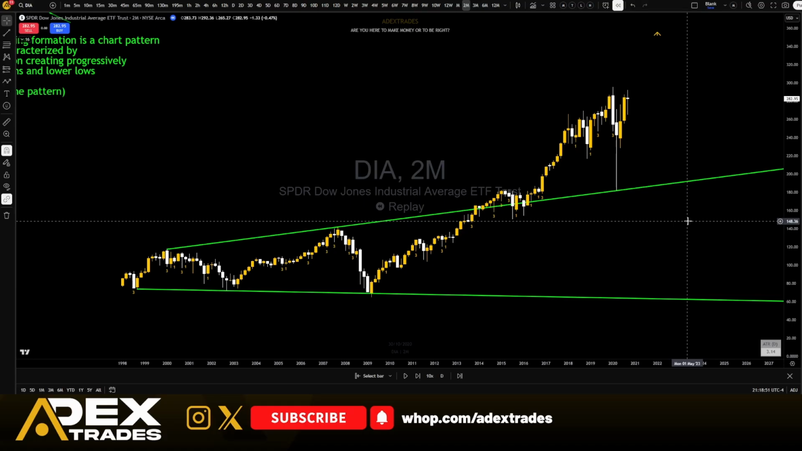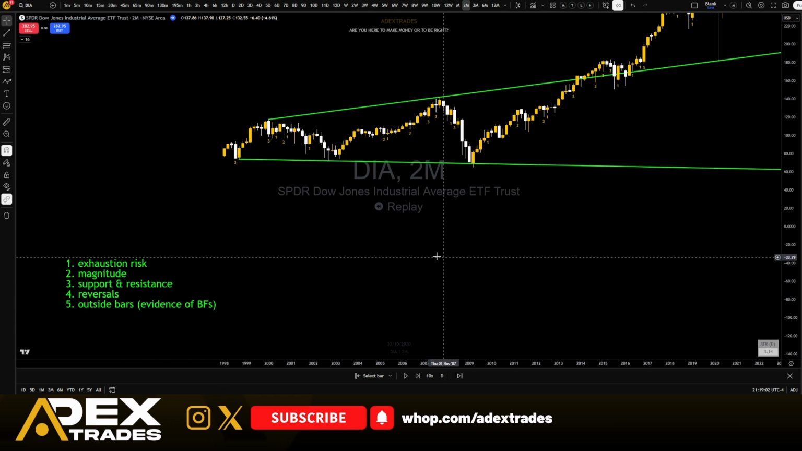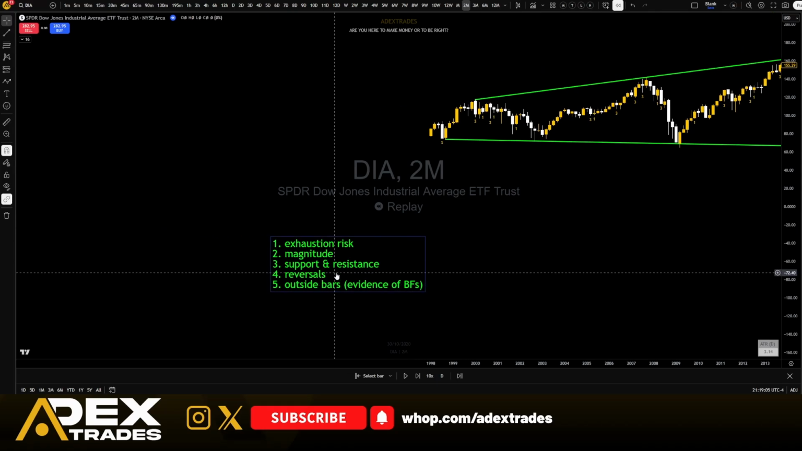I was like, yeah, this thing is legit. If I can use a 2005 broadening formation on a yearly to take a trade and it actually reverses, and it worked, hey, that's all I'm gonna say. So that is why I say support and resistance.